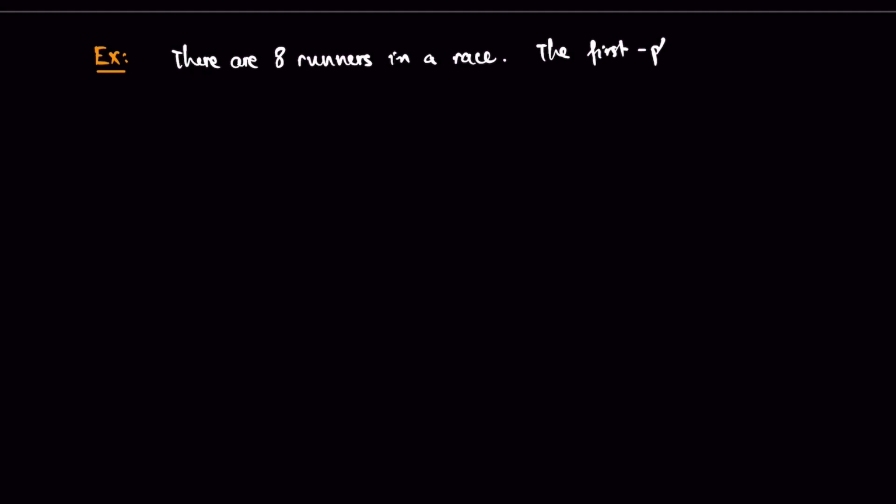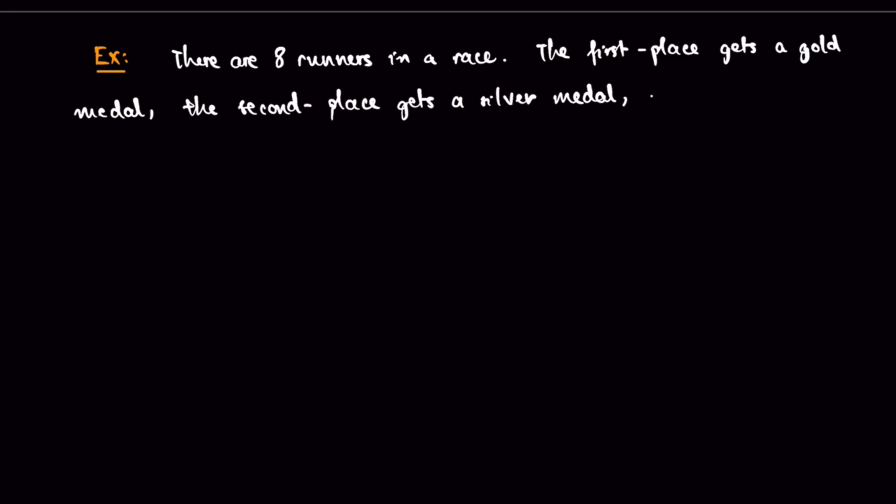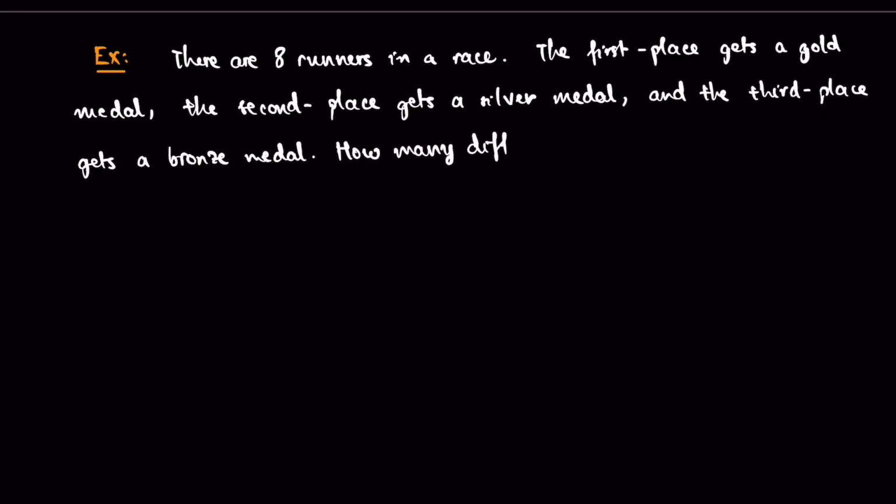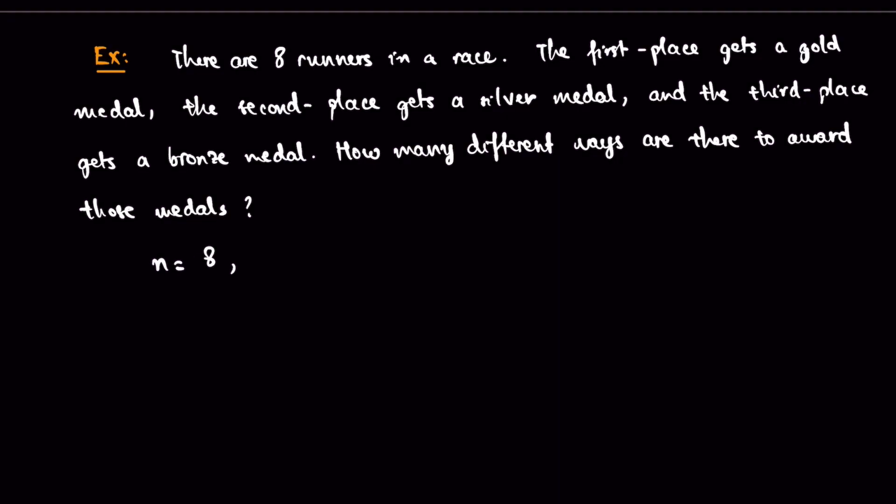So the next example is, there are 8 runners in a race. The first place gets a gold medal, the second place winner gets a silver medal, and the third place finisher gets a bronze medal. We want to know how many different ways there are to award these medals. So for this problem, you can see the total number of available elements in the set is equal to 8. So N is equal to 8. And the number of positions or selections that we have here is K equal to 3.